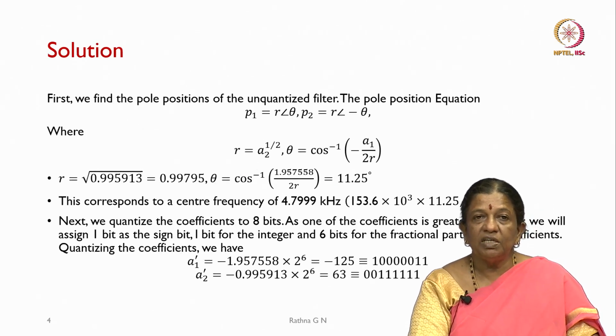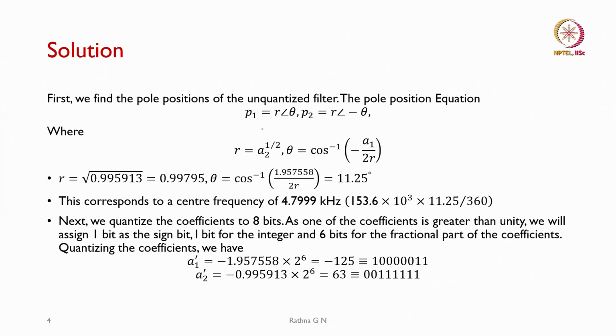As we know, we have the equation to calculate the P1 and P2 values. P1 is the pole position of the first one, which is given as r at an angle of theta, and P2 is given as r at an angle of minus theta, because we are designing complex conjugate poles in this case. We had the equations that r is equal to a2 to the power of half, and theta is given by cos inverse of minus a1 by 2r.